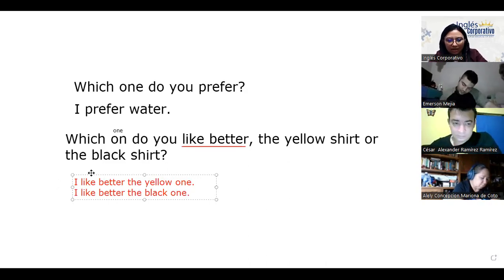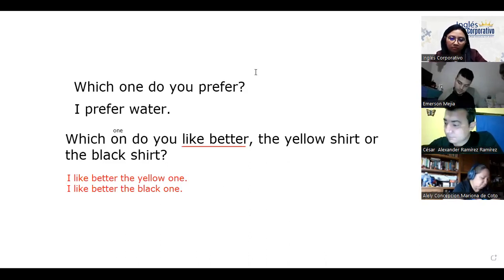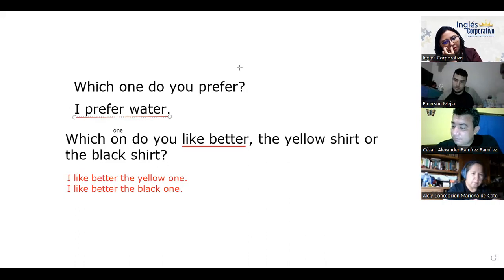¿Por qué entonces aquí se usa la expresión one? ¿Por qué? Sustituimos el sustantivo. Y es más específico. Porque soy más específica. Yes, that's it. En esta creo que es una respuesta más en general. ¿Okay? Y no soy tan específica.